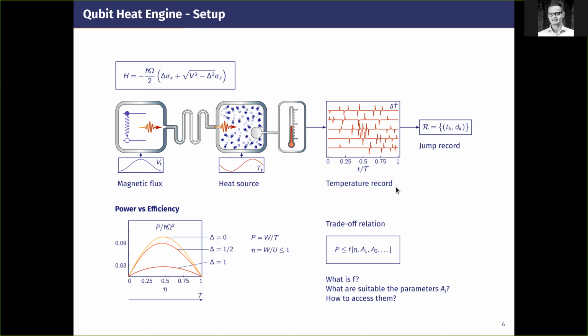In the more general picture, we are now looking for a trade-off relation between power and efficiency, and that's in general a bound on power, which depends on the efficiency and some further parameters. There must be at least one such parameter to match the physical dimensions of these figures, but there can be more. And the obvious questions to ask in this context are: what is the shape of this function f? What are suitable choices for these parameters a? And importantly, how can we access them from experimental data?